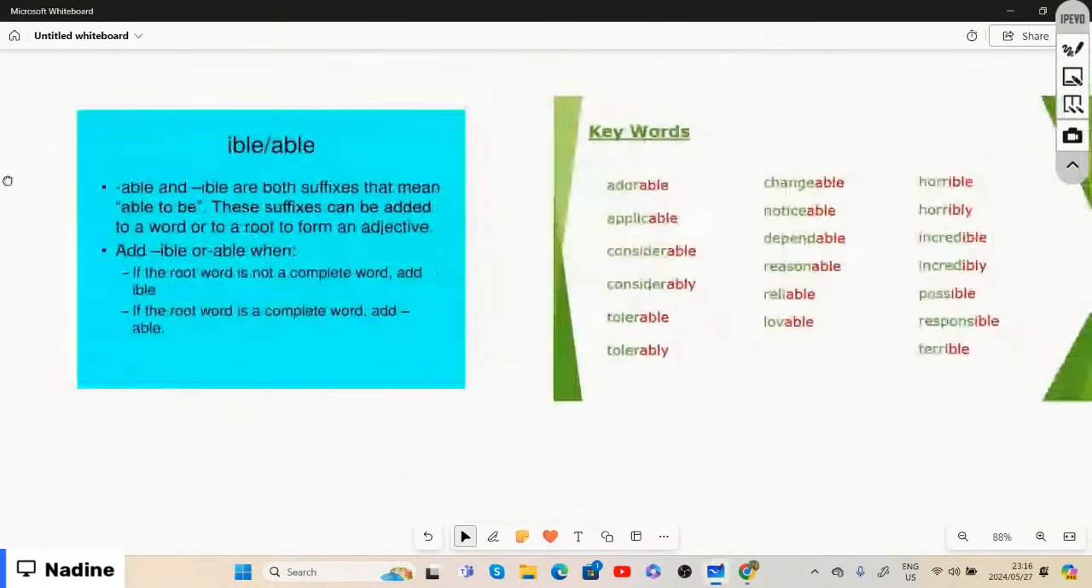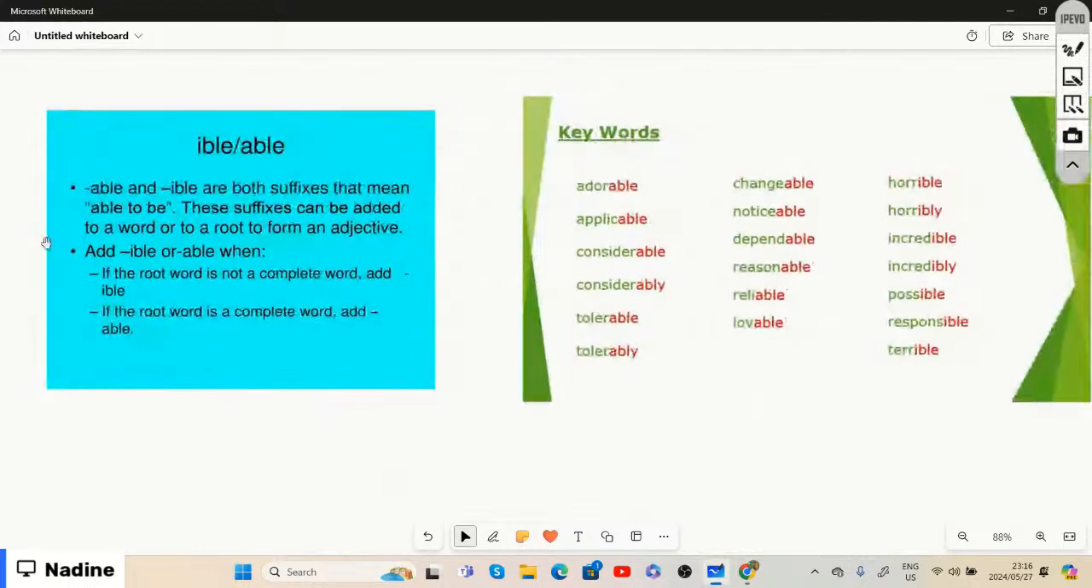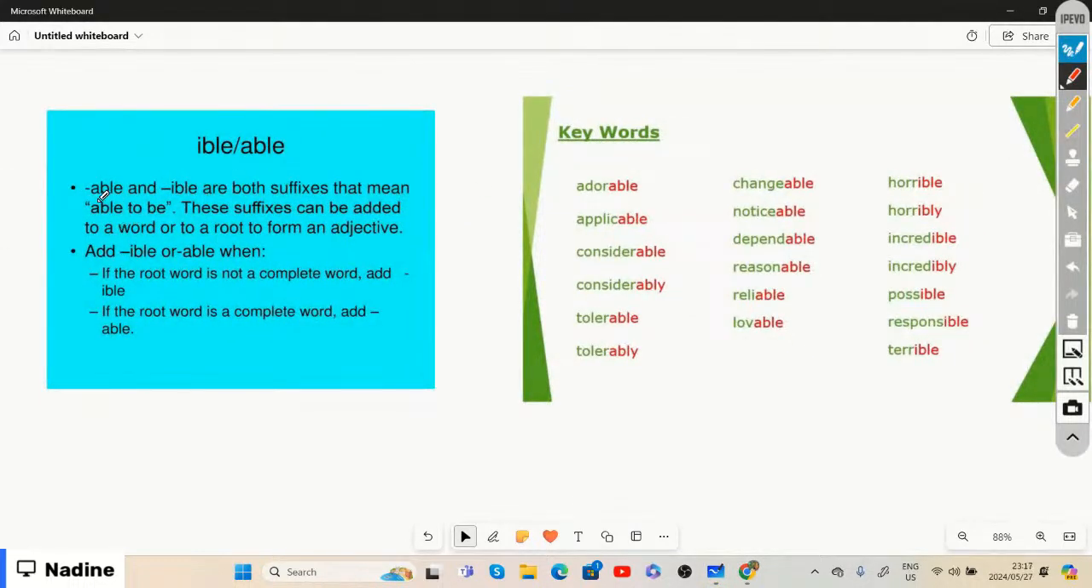All right. So we said able or ible, right? They are both suffixes. So able and ible are both suffixes. And they mean able to be, right? That is able or ible. And these suffixes can be added to a word or to a root word, which is a base word, to form an adjective, right? Remember, an adjective is the describing word.